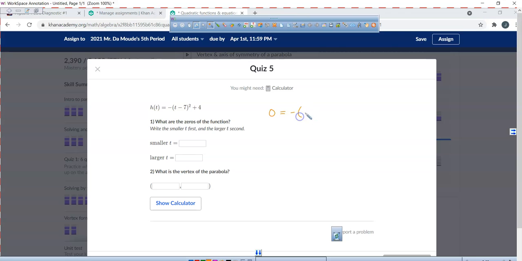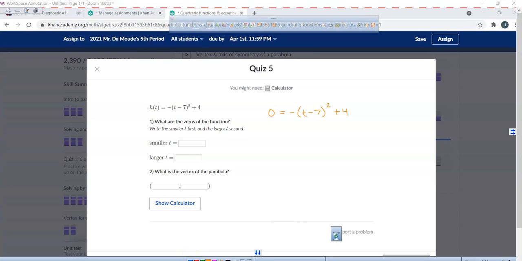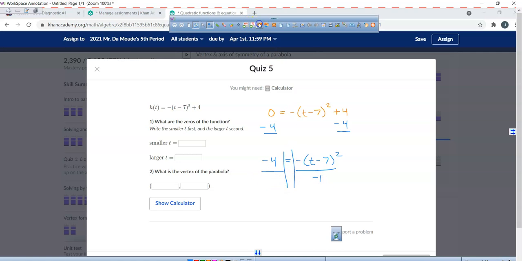So we've got negative, open parentheses, t minus 7 squared plus 4. What I'm going to do first and foremost is take away 4 from this side, take away 4 from this side, and get negative 4 equals negative t minus 7 squared. Now if there's a negative on opposite sides of the equal sign, they will eventually cancel out. So if I divide both sides by negative 1, they'll cancel out. Or if I multiply both sides by negative 1.